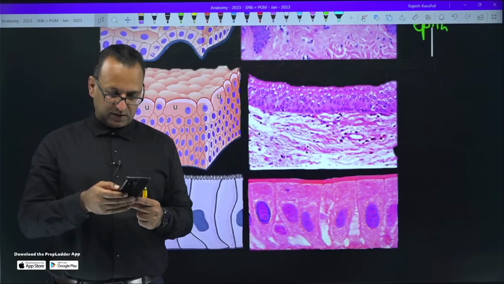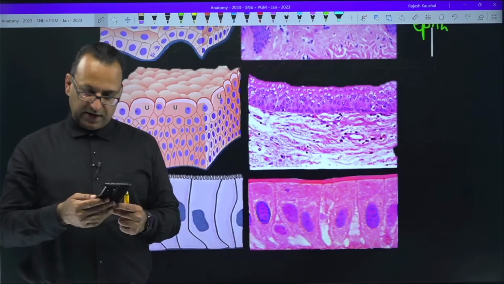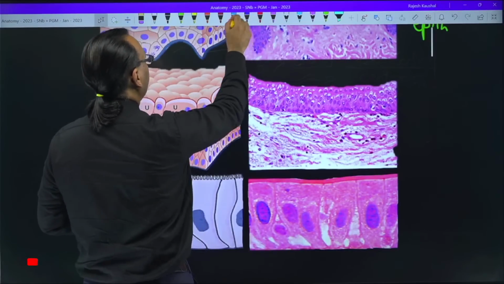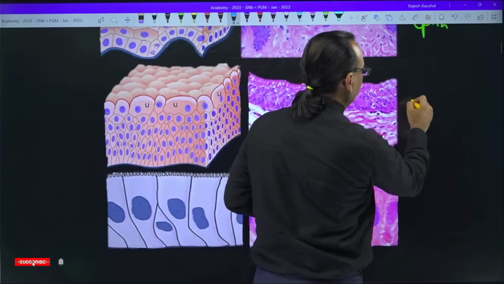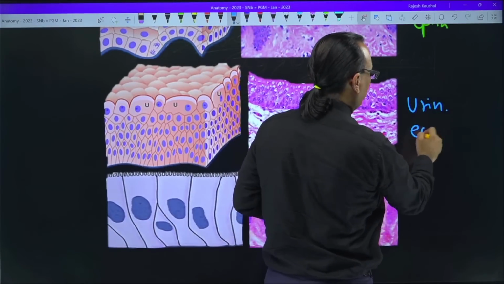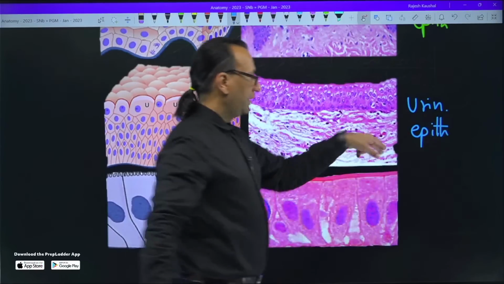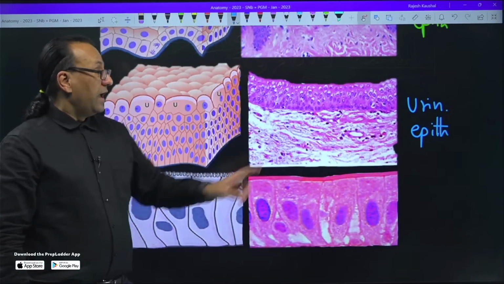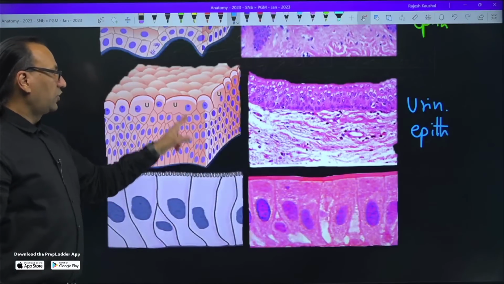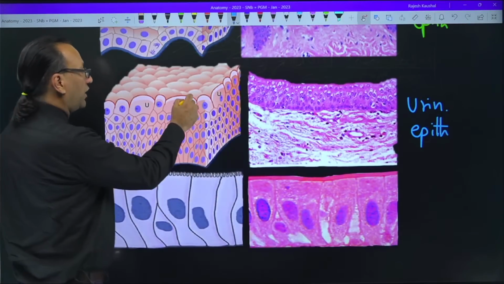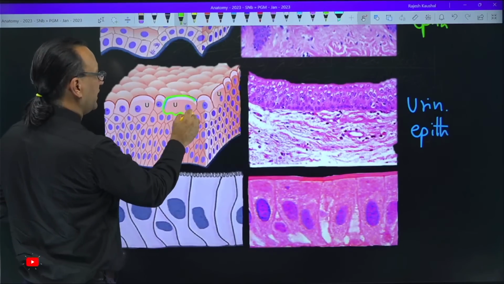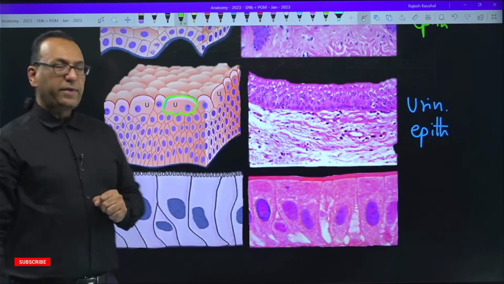Urothelium, fantastic. Yes, right. It is urothelium. When you say it is urothelium, it also means it is urinary epithelium. So we call it urinary epithelium, or it is called the urothelium. Here what you find is a stratified appearance, but the topmost cells are quite larger. As you will notice, this cell is quite big, and it is called an umbrella shaped cell.